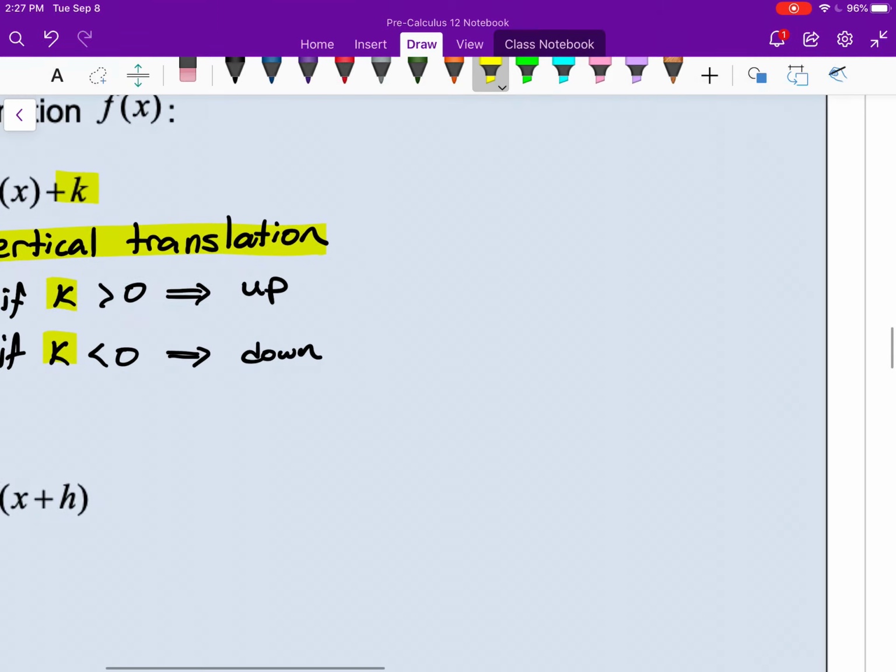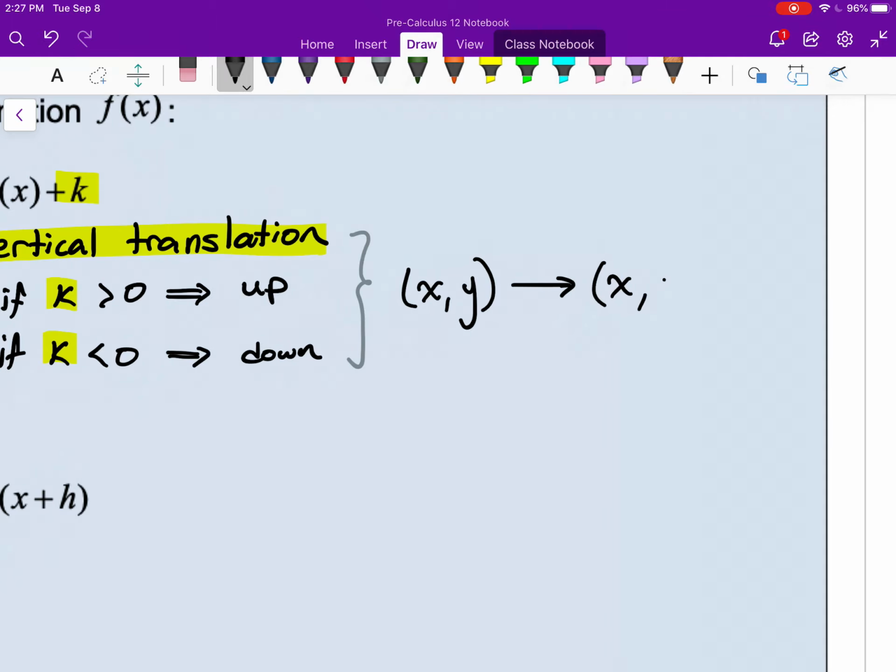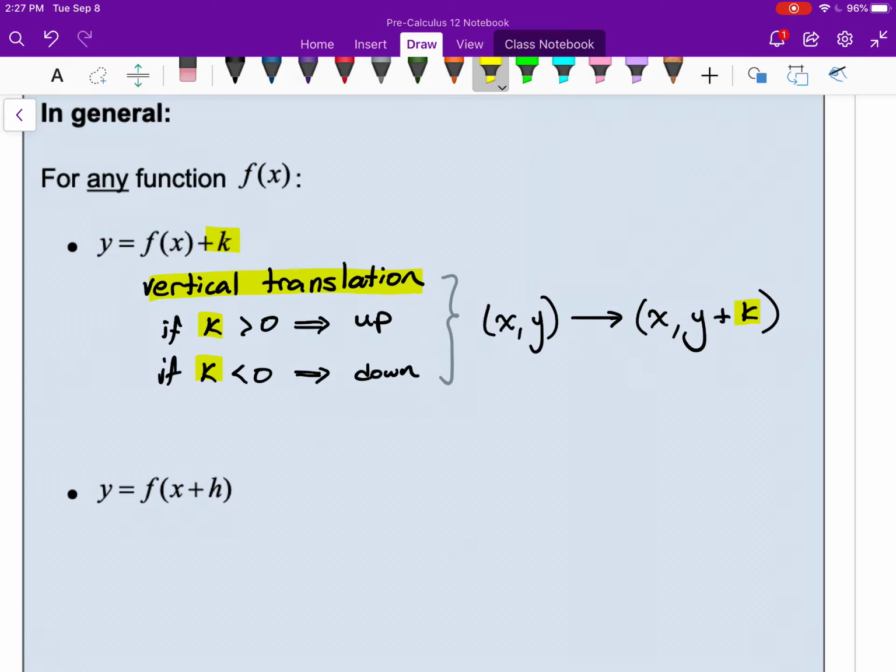And I can also express this in mapping notation. So in mapping notation, I can say it like this. It's very succinct. It's very to the point. I can say x comma y maps onto x comma y plus k. Again, if we just take a function and we add some number to it, the x coordinates will never change. It doesn't move left or right. It only moves up or down. Hence, if you see in mapping notation, the x coordinate hasn't changed at all.